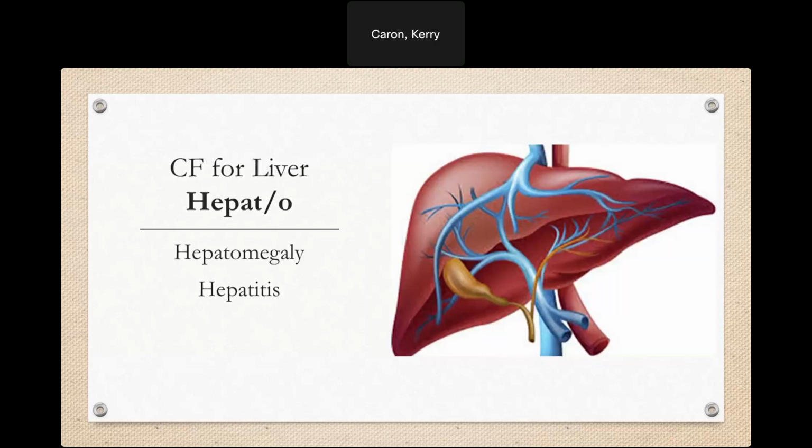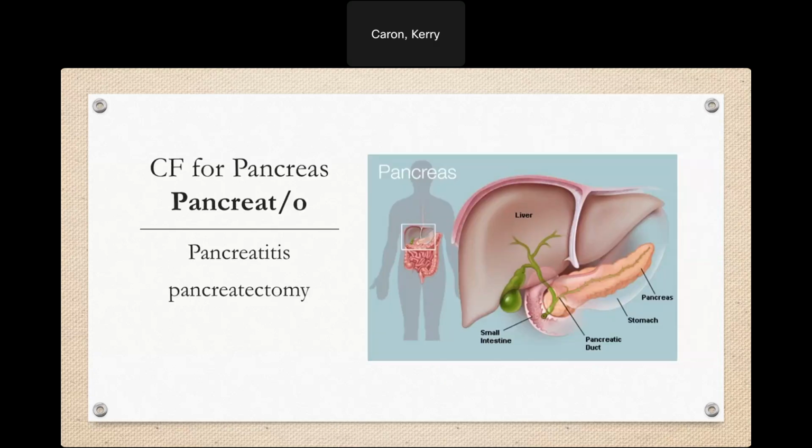Hepato is liver. Hepatomegaly being enlargement of the liver. Hepatitis being inflammation of the liver. Pancreato is pancreas, pancreatitis is inflammation of the pancreas, whereas pancreatectomy is removal of the pancreas.